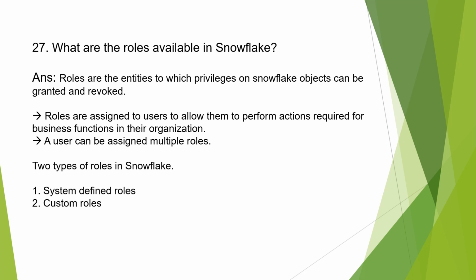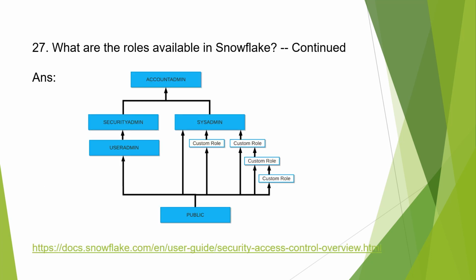And in Snowflake we have two types of roles. One is system defined roles and second one is custom roles. So these are the system defined roles. Account admin is the top level access. He can do anything in Snowflake. And we have other roles like security admin, sysadmin, user admin, public, and recently Snowflake introduced one more role, org admin. If in my organization I have multiple Snowflake accounts, organization admin will have access on all those Snowflake accounts.